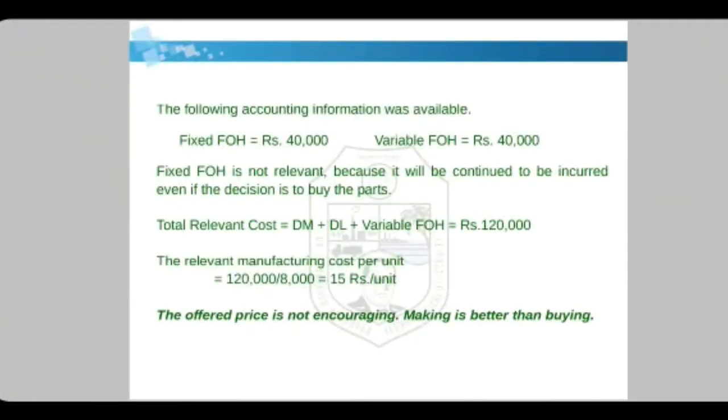Fixed FOH is not relevant, right? Because it is not going to change anyway. It will continue to be incurred even if the decision is to buy the parts. So total relevant cost will be direct manufacturing cost plus direct labor cost plus variable cost. So it will be 1,20,000. Now the relevant manufacturing cost per unit will be 1,20,000 divided by 8,000 parts. So it will be 15 rupees per unit. So the offered price is not encouraging because they are offering it at rupees 16 and the manufacturing cost is rupees 15 per unit. So making is better than buying. So I hope you understand it.